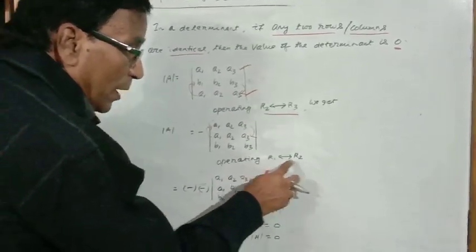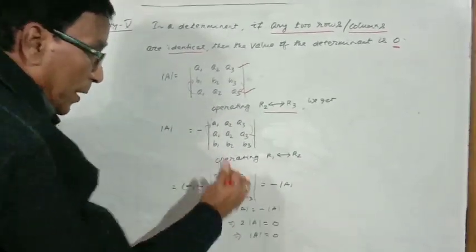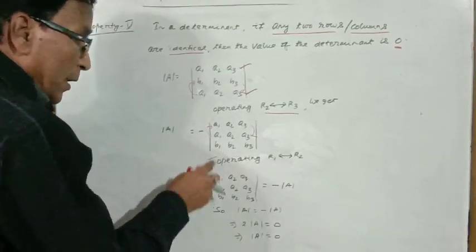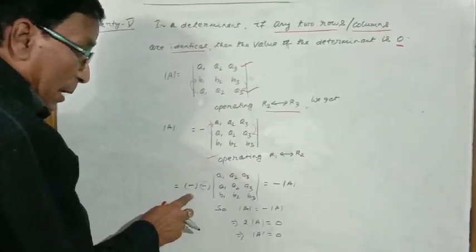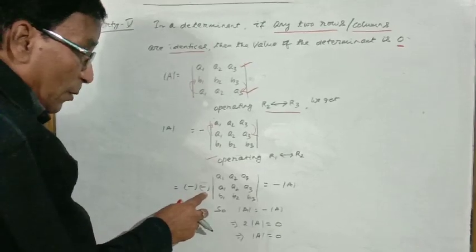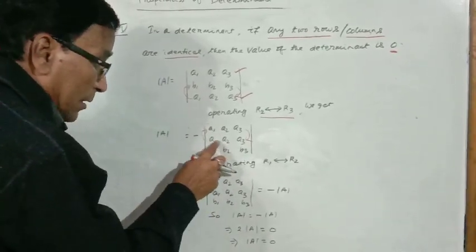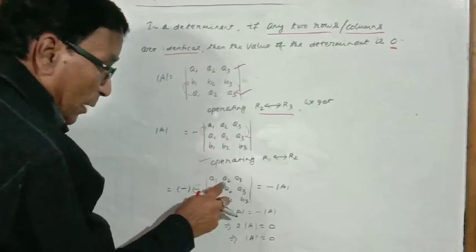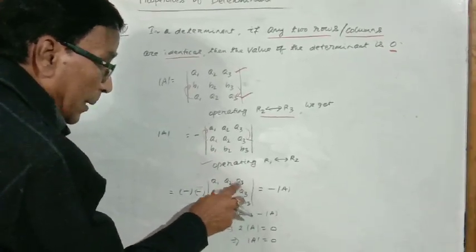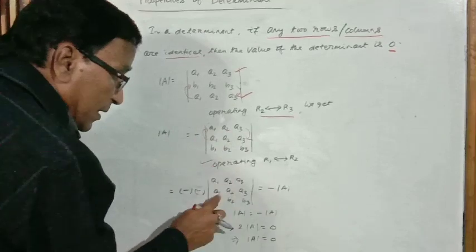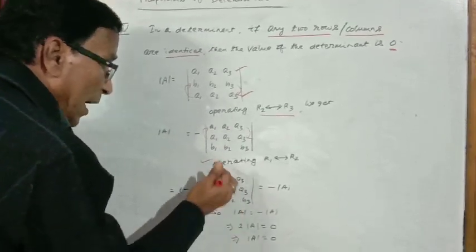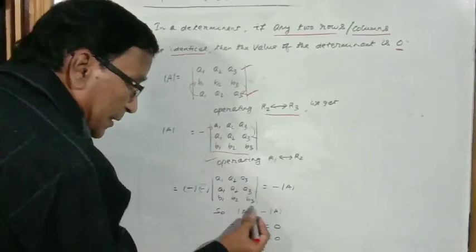That means R1 becomes R2 and R2 becomes R1. Operating this, we are getting minus, again minus will come. So minus into minus, on interchanging these two rows, the second row becomes the first row: A1, A2, A3, and the first row becomes the second row: A1, A2, A3. And the third row will remain as it is.